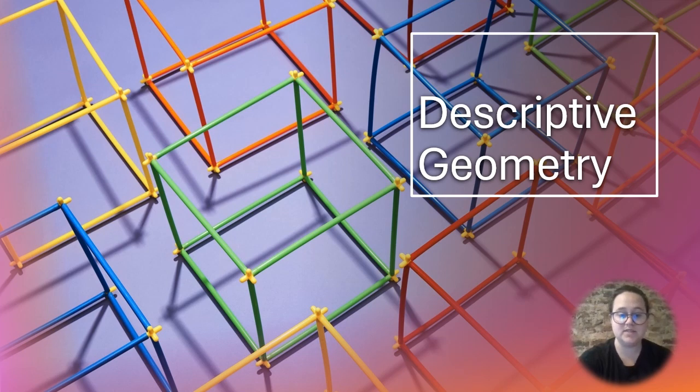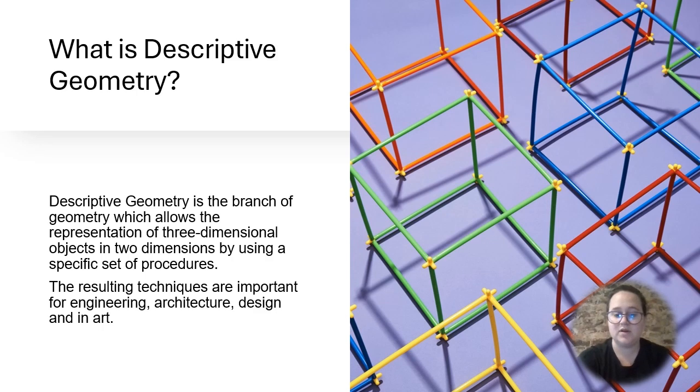So, as I've said, today we will start with a new chapter called Descriptive Geometry. Now, let's take a look at what this is. So, what is descriptive geometry? Descriptive geometry is a branch of geometry which allows the representation of three-dimensional objects in two dimensions by using a specific set of procedures. This means we will be using a piece of paper to represent and draw three-dimensional objects, and we can show different views in two dimensions.